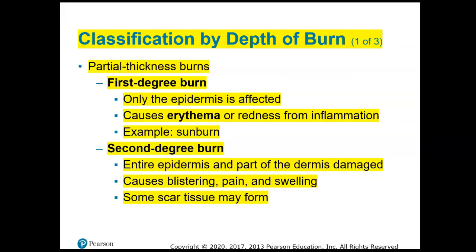All right, and then there's a section on burns. Make sure you know the difference between the 1st, 2nd, and 3rd degree burns. So partial thickness burns are 1st and 2nd degree burns. In a 1st degree burn, only the epidermis is affected. It causes redness or erythema from inflammation, and a sunburn is an example of a 1st degree burn. A 2nd degree burn is the entire epidermis and part of the dermis. It causes blistering, pain, and swelling. You may get some scar tissue.